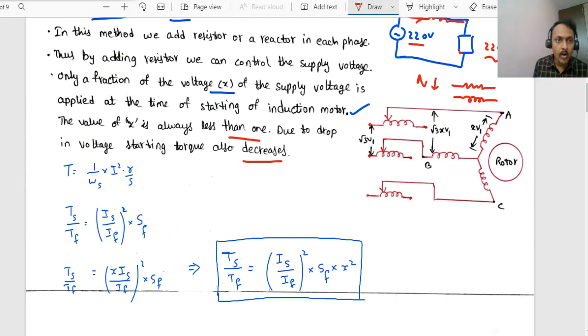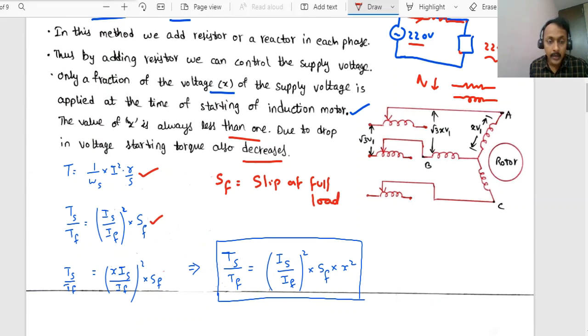Now the torque, already we know from our previous discussions, is given by I square by omega s into R by S. Now if you take the starting torque by full load torque, TS indicates the starting torque, TF indicates the full load torque. Now TS by TF equals to I starting current by I full load current, whole square, into SF. As I told you earlier, SF indicates the slip at full load, right?